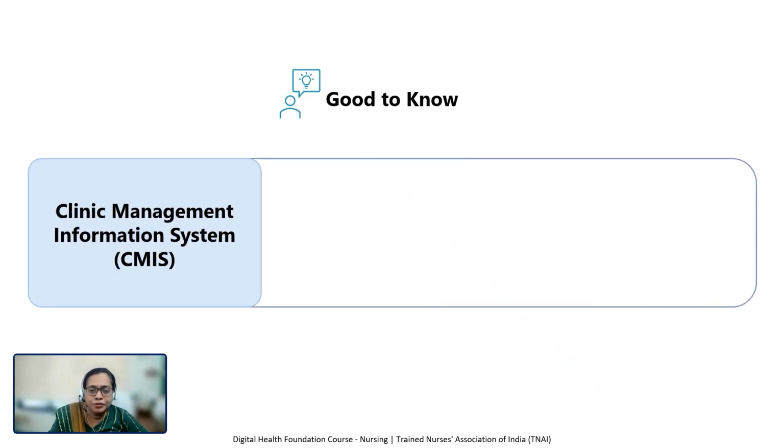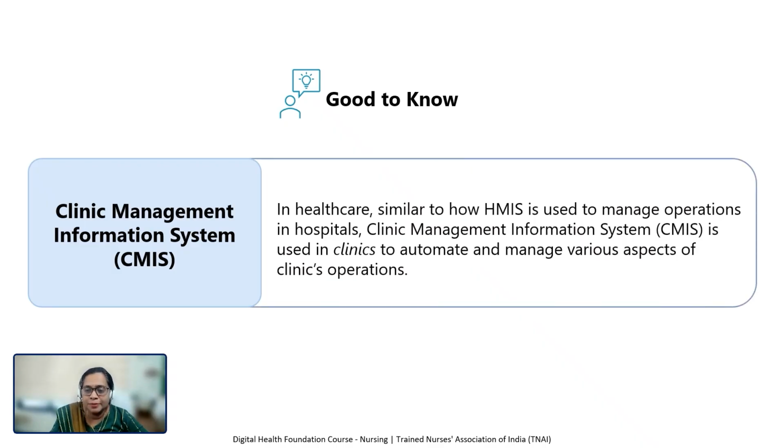Just a tidbit for you. Similar to how hospitals use HMIS, clinics also use a similar system called Clinic Management Information System, or CMIS. This CMIS helps automate and manage clinic operations. What are the functions in clinic operations? We all are aware: appointment scheduling, patient records, billing, and inventory management, making the day-to-day functions of these clinics easier for staff as well as improving the service delivery to our patients. So while CMIS scale is smaller as compared to the hospital, the functionality remains as important as that of HMIS.